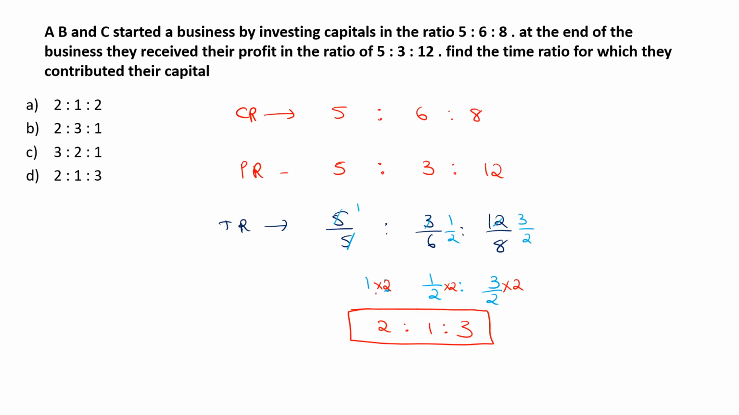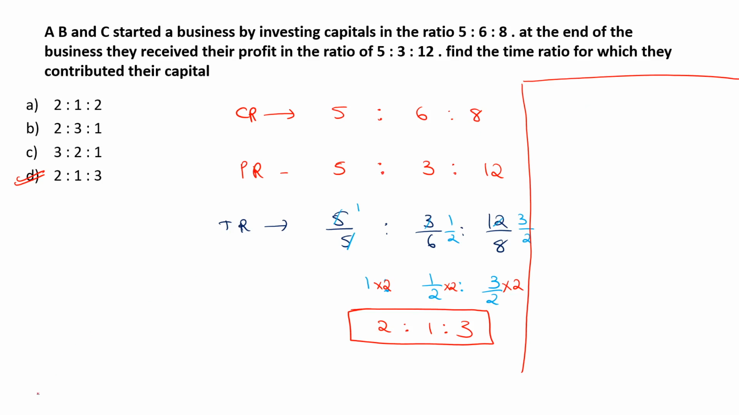This is the correct answer for this question, and this is the best way to solve these types of questions. 2 is to 1 is to 3, that is option D. 2 is to 1 is to 3 is nothing but the ratio of times. And I would like to explain the same question in another way.